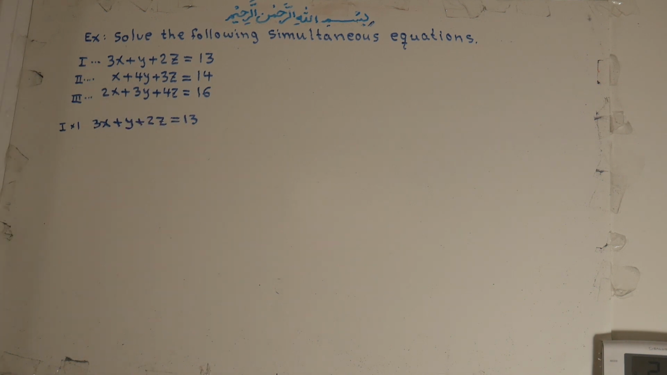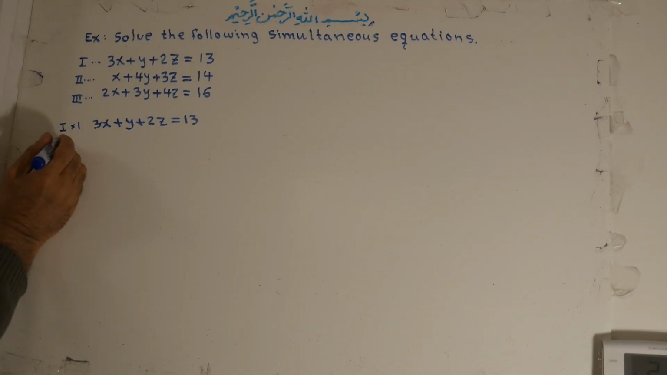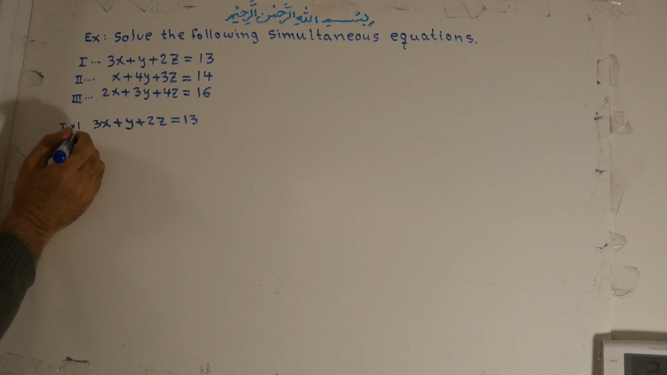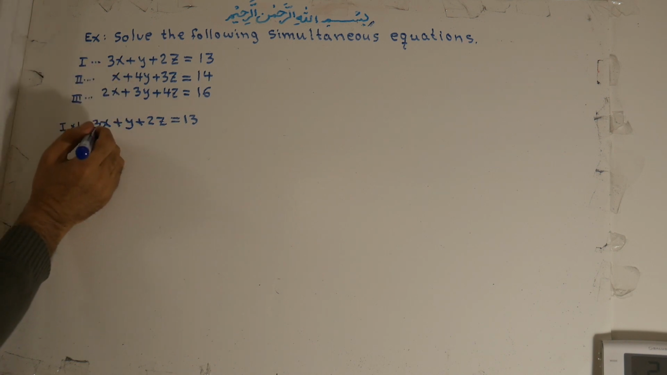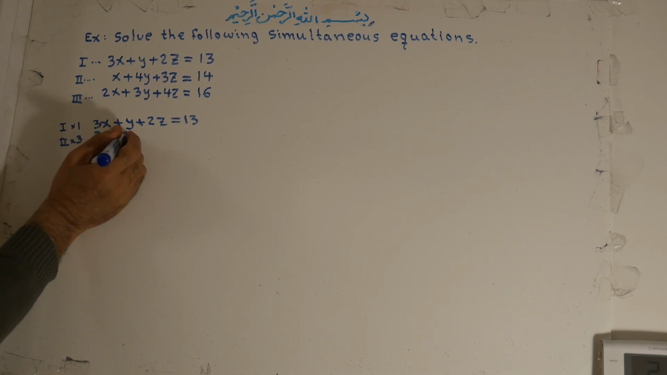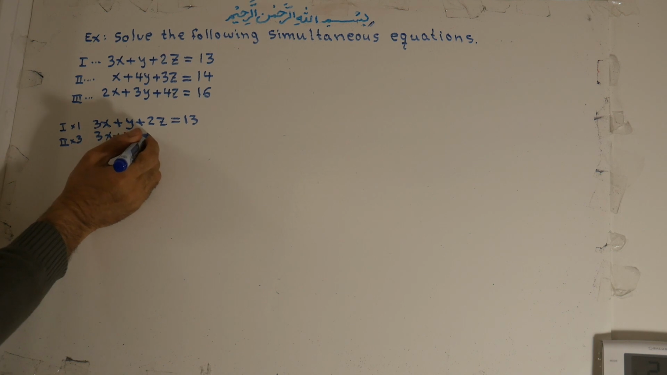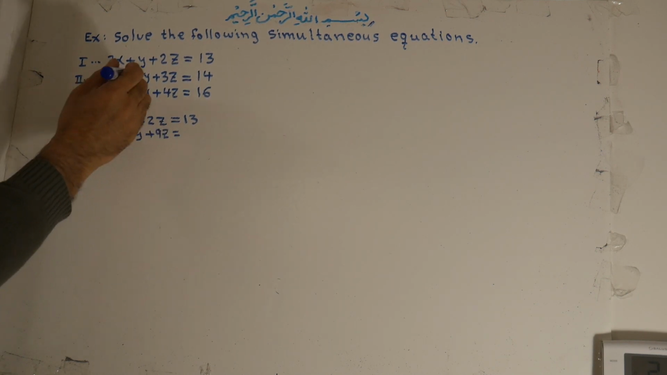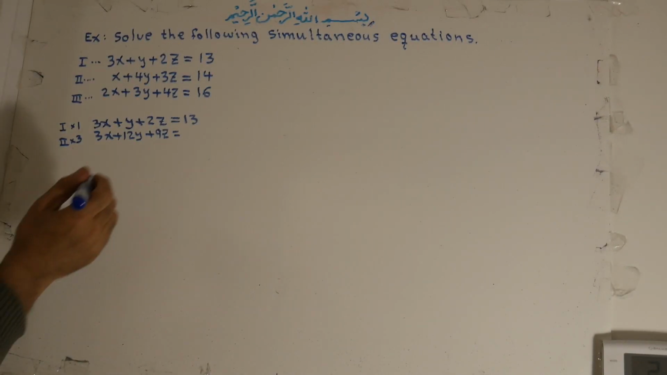Now for equation number 2, what we do, we multiply with the coefficient of x of number 1, that is 3. 3 times x is 3x, plus 3 times 4 is 12y, plus 3 times 3 is 9z, is equal to 3 times 14 is 42.